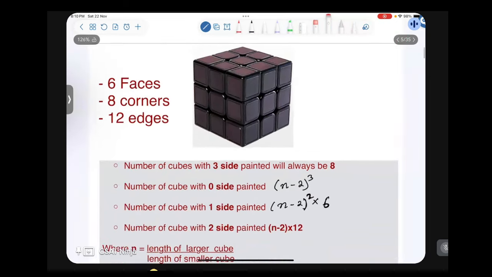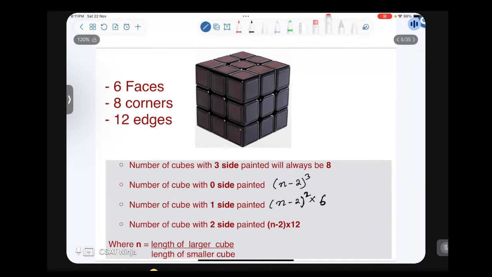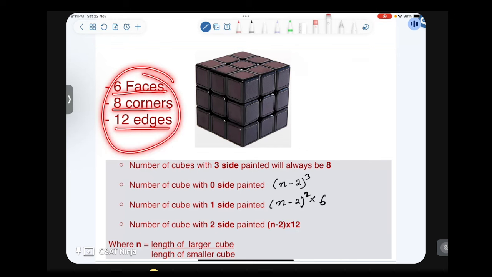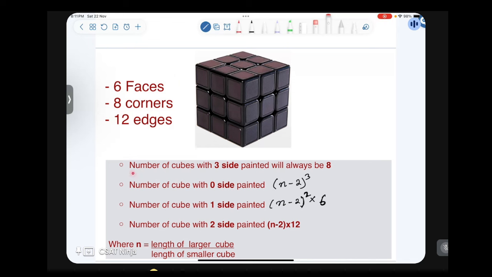Now starts the formula. In this question, we know that there are 6 faces, 8 corners, and 12 edges. So using this, I'll try to derive some formulas which we will be using. Always remember the number of cubes with 3 sides banded will always be 8. That means 3 sides banded means we have 1, 2, and 3. All the corners will be 3 side banded. There is one corner here which will be 3 side banded.